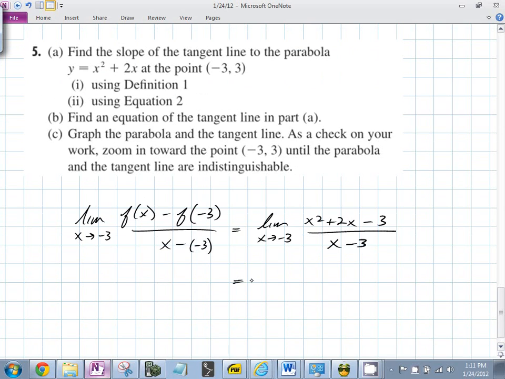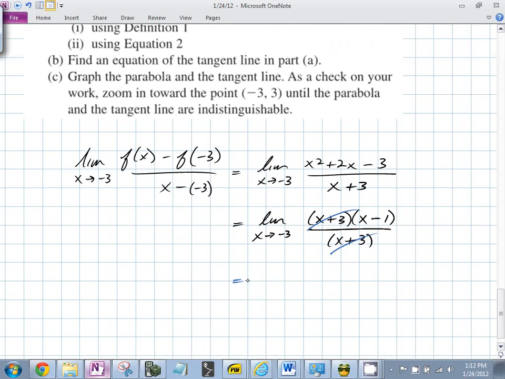Can you plug in -3? No. What's the numerator factor into? x plus 1, x minus 3. There you go, over x plus 3. Now what cancels? Nicely. The x plus 3's cancel. And you end up with the limit as x goes to -3 of x minus 1. What's that equal? -4. So do we have the slope?